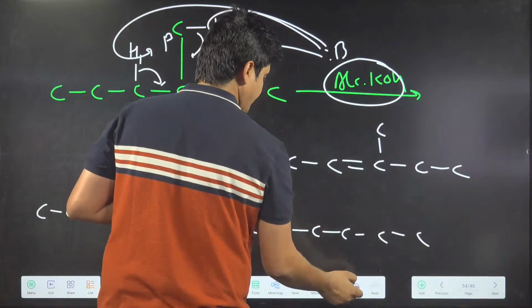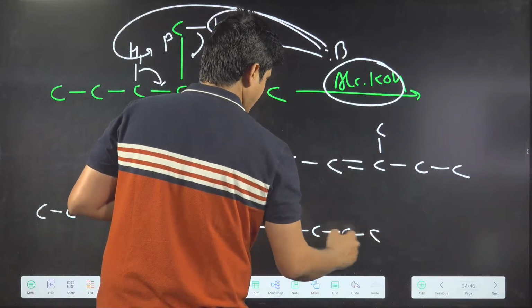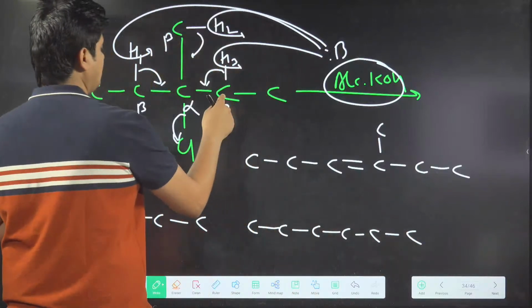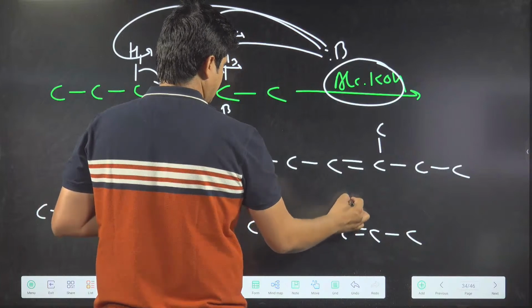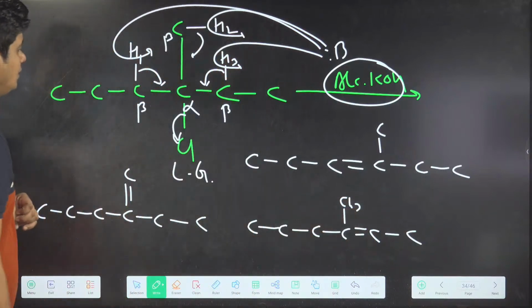Counting 1, 2, 3, 4, 5, 6, and then 1, 2, 3, the double bond is formed there. And this is CH3 there. Okay.